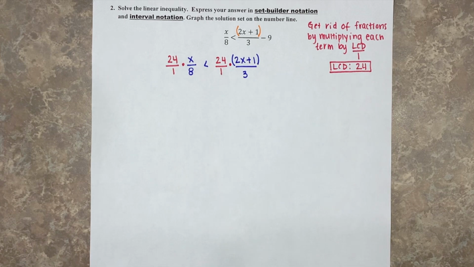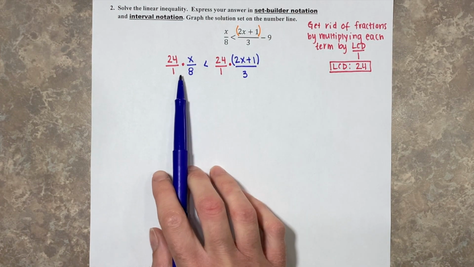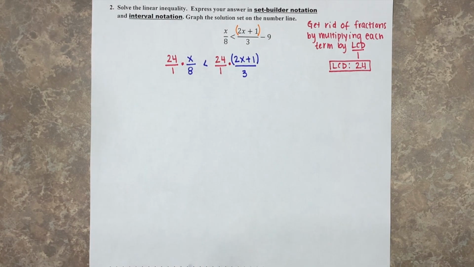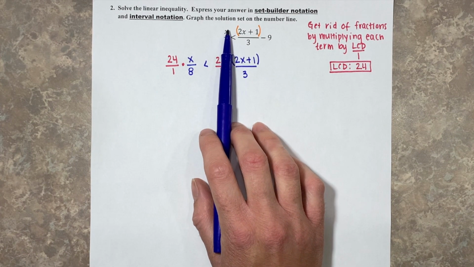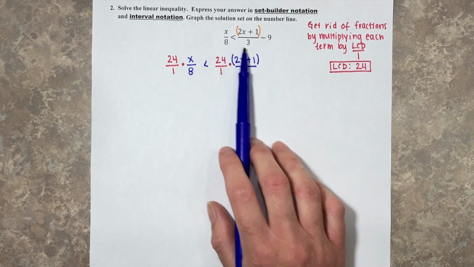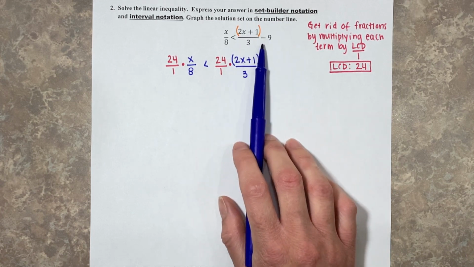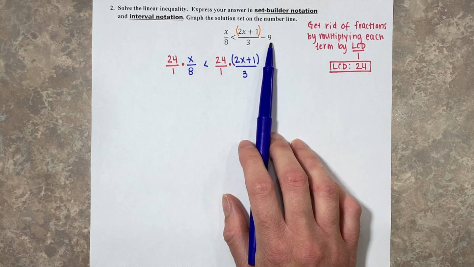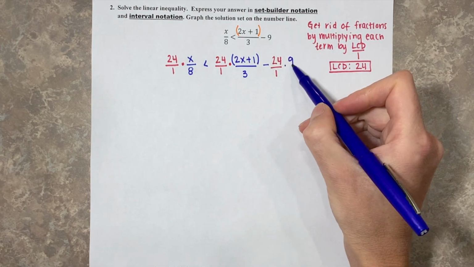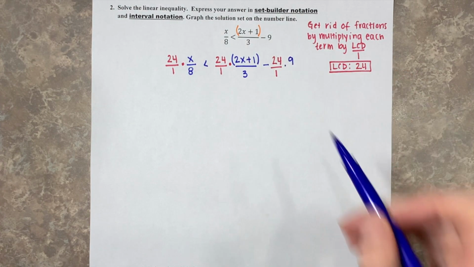But that is wrong. In order to maintain equality, whatever you do to one side, you must do to the whole other side. So if we multiply this side by the LCD over 1, we have to multiply everything on the other side by the LCD over 1, including the negative 9. So I went ahead and multiplied the negative 9 by the LCD over 1.